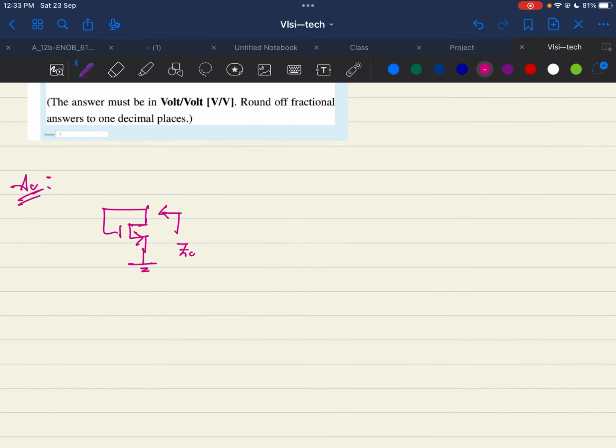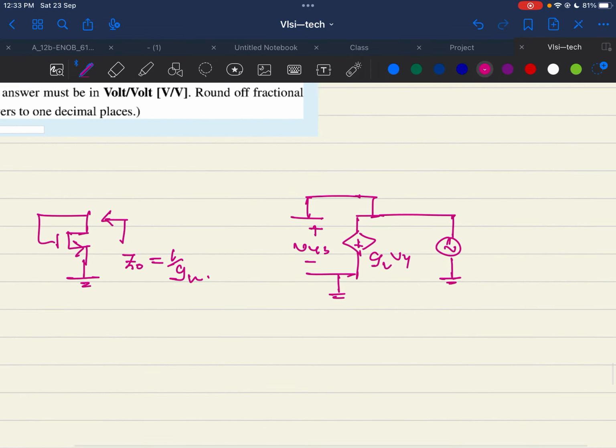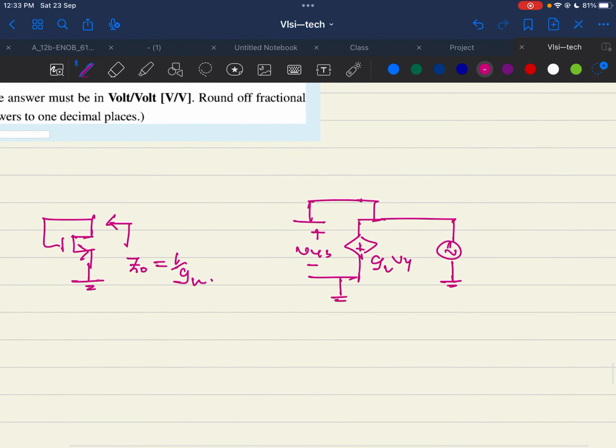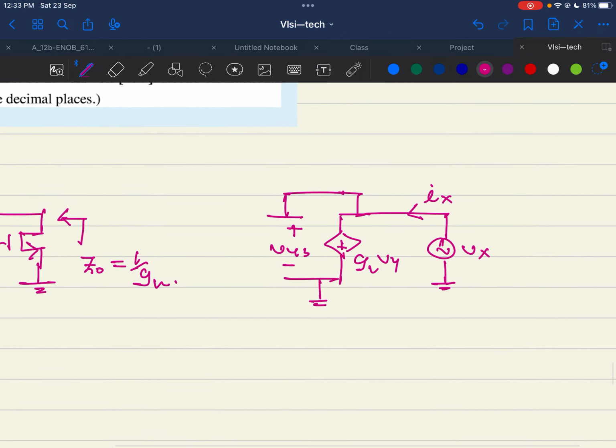Then the impedance can be written directly as Z0 equals 1 by Gm. We can draw the small signal configuration of this transistor. This is the gate-source, this is the VGS. Here drain and gate are shorted. For finding the impedance, first we have to deactivate all the independent sources, and where we want to find the impedance from, there we apply one test voltage source and one test current.